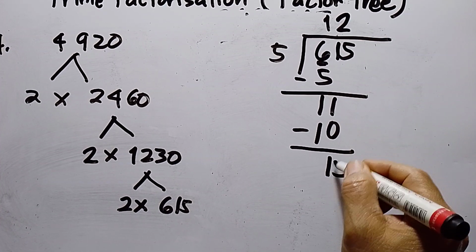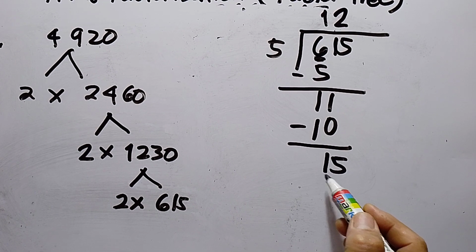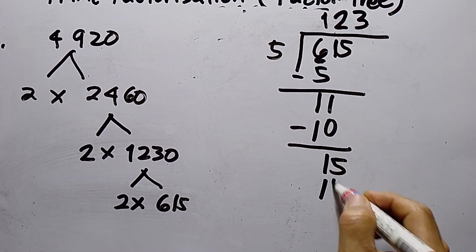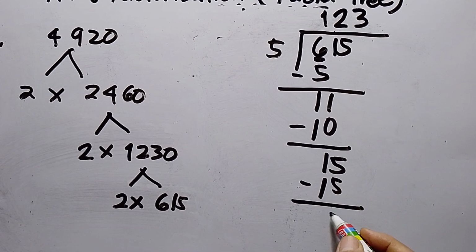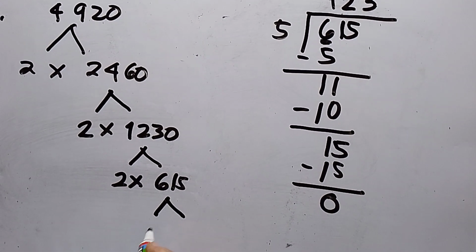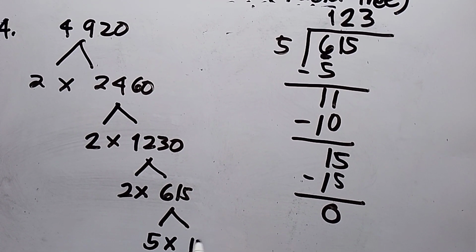Bring down 5. So my new dividend is 15. Now I could divide this one, 15, by 5. That is 3. 3 times 5 is 15. 15, take away 15, that will be 0. So the factors of 615 are 5 times 123.